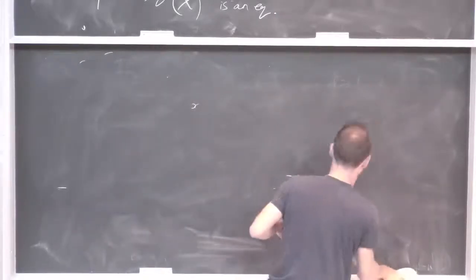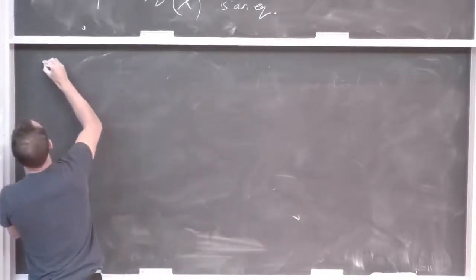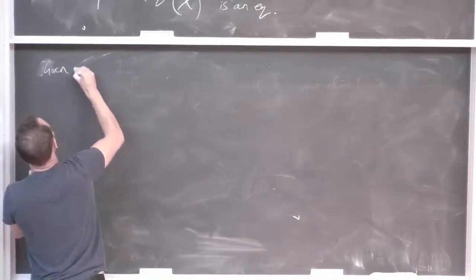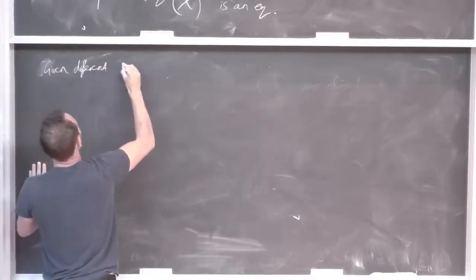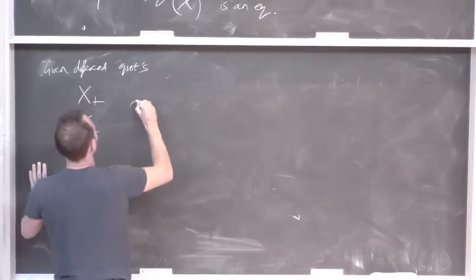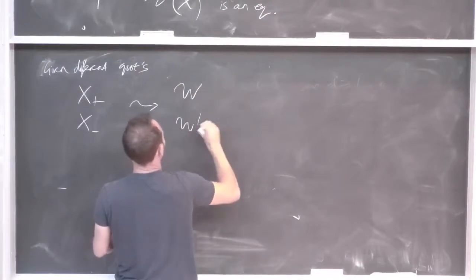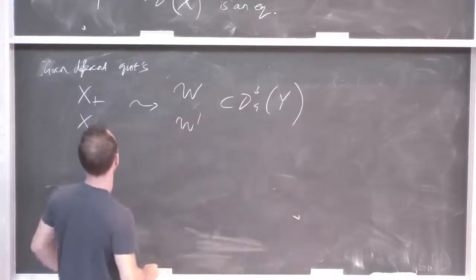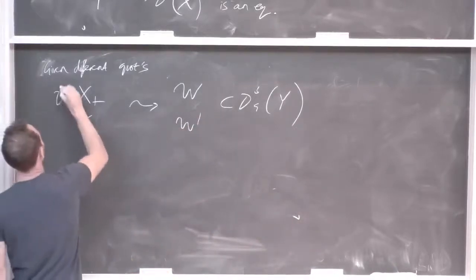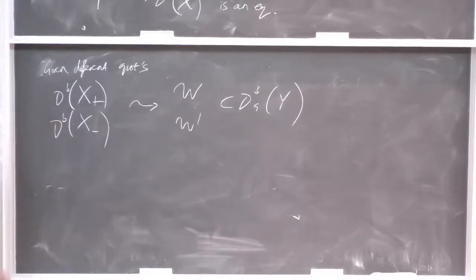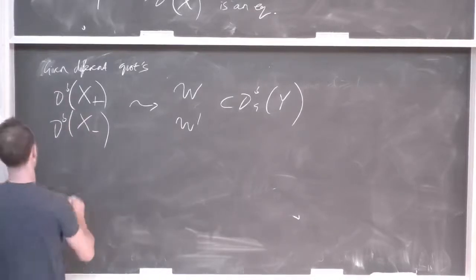So maybe I should write a little bit of that down. So given different quotients, so I have X plus and X minus. We lift them to two different windows, and unfortunately, we cannot compare the windows to get any useful information. But in some situations, we can.